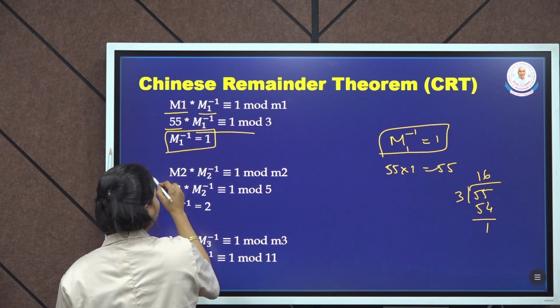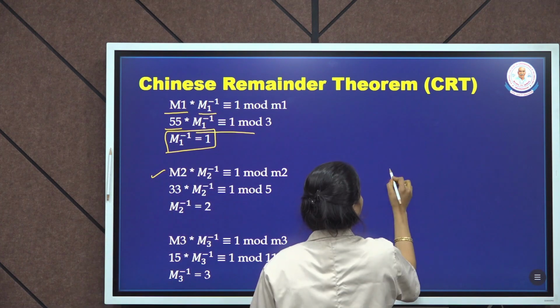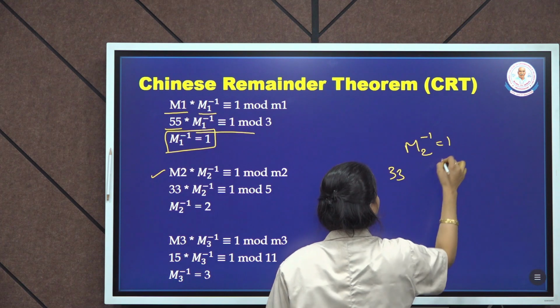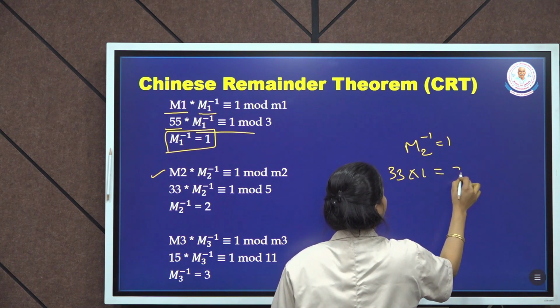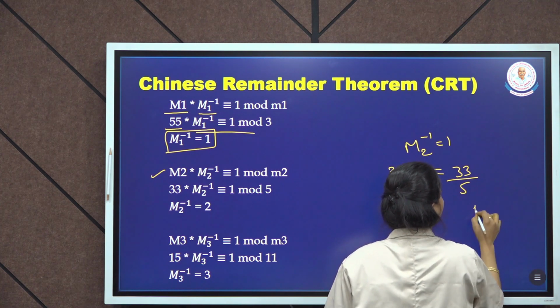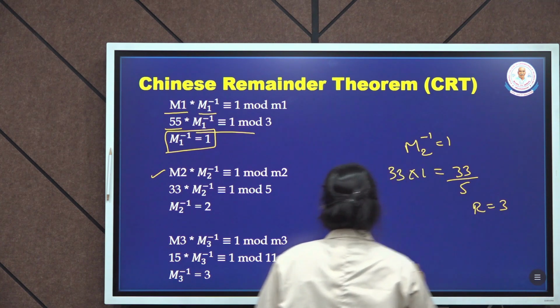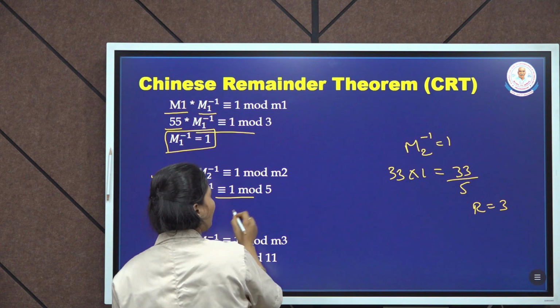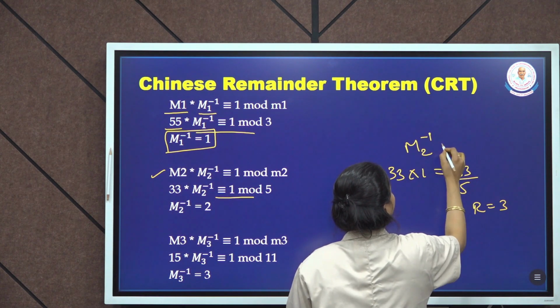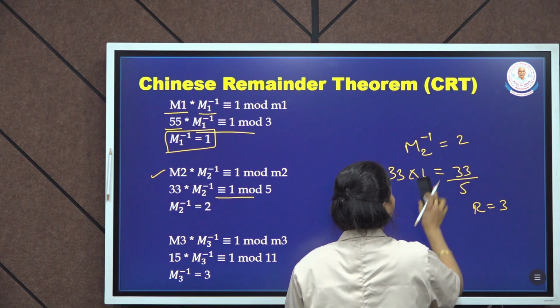Next we are going to find the M2 inverse value. M2 value is 33. Now I am going to put M2 inverse value as 1. So 33 into 1 is equal to 33. When we divide this by 5, we will get a remainder value of 3, which is not true according to these conditions. So I am going to change the M2 inverse value from 1 to 2.